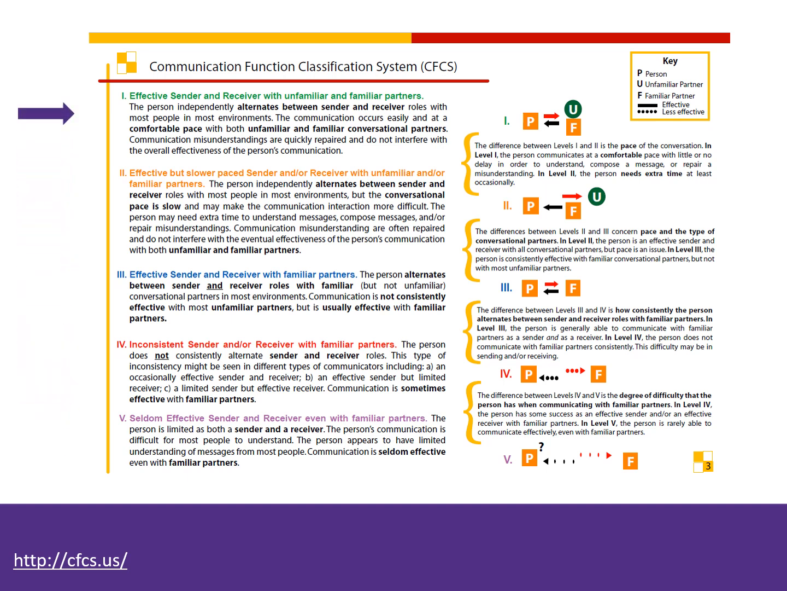Children in level 1 are effective senders and receivers with unfamiliar and familiar partners. This means they can communicate easily, both expressively and receptively, and at a comfortable pace with most partners, and that communication breakdowns are quickly repaired and don't interfere with the child's overall communication. Children in level 2 are effective but slower paced senders and/or receivers with unfamiliar and/or familiar partners. The difference between levels 1 and 2 is the pace of conversation. In level 1, the child communicates with little or no delay, but in level 2, the child needs extra time in order to understand or produce a message.